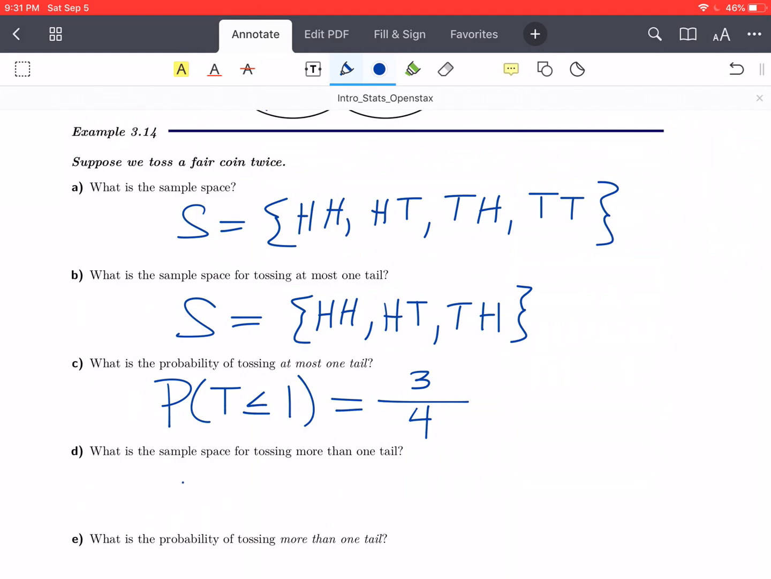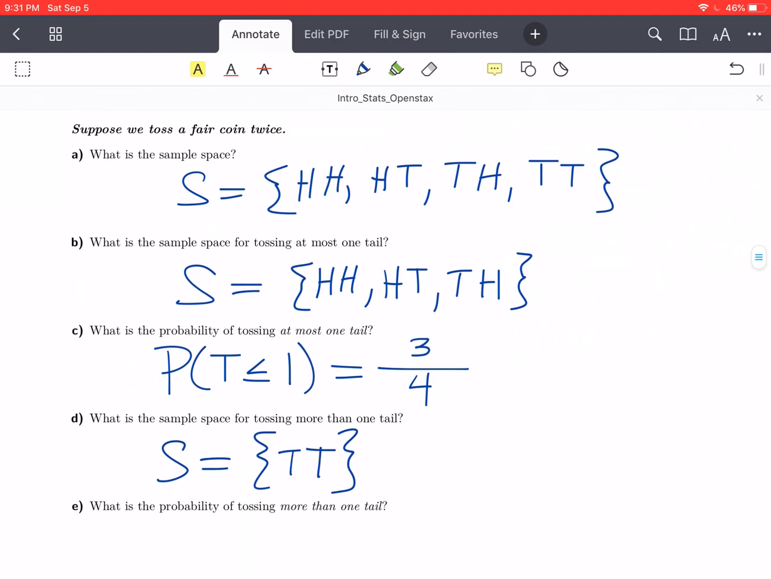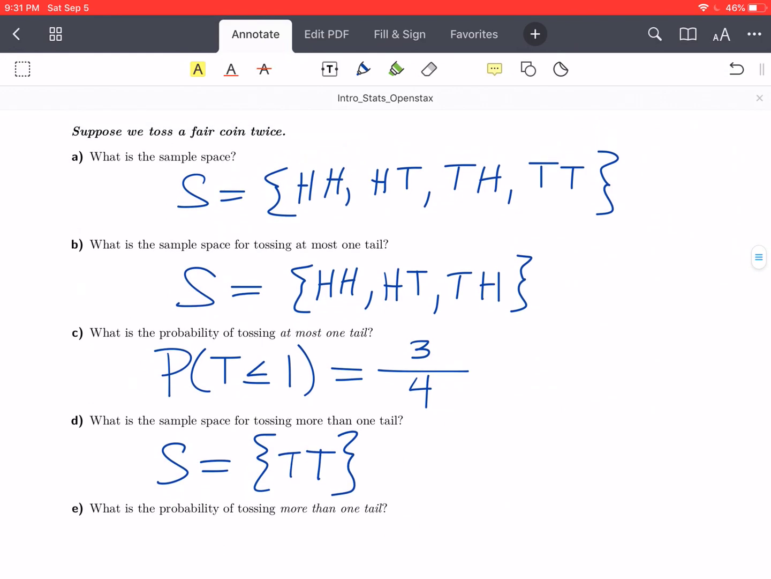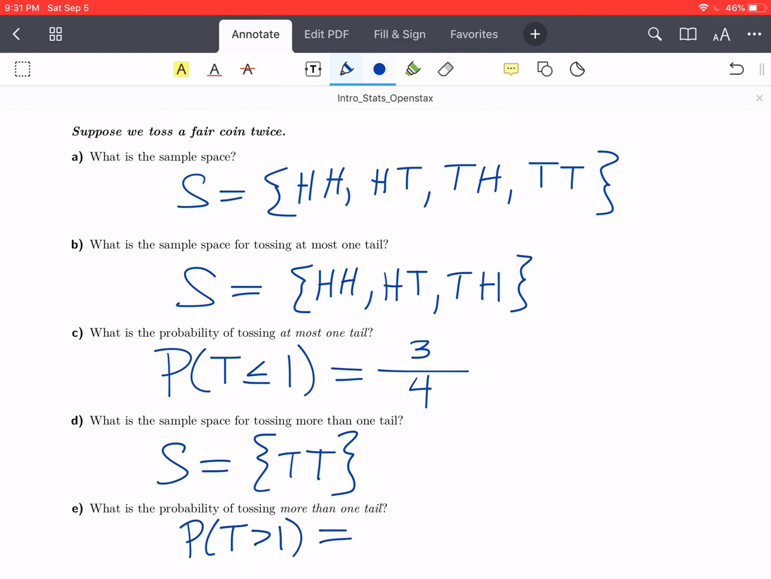And then the question, what is the sample space for tossing more than one tail? Well, there's only one case where we could do that. It's the only case where we would toss two tails. And so what is the probability of tossing more than one tail? Well, that's just going to be this one outcome over all 4 possible occurrences in the sample space.